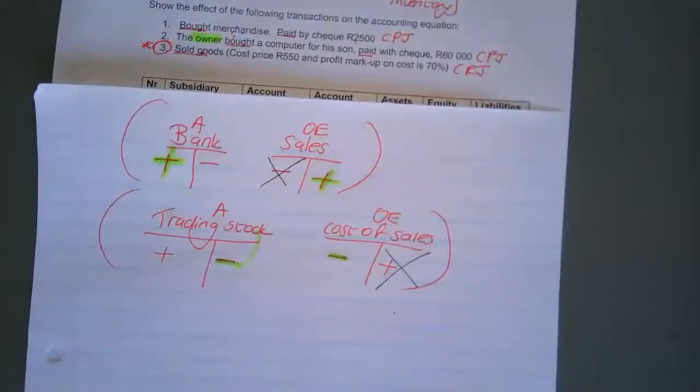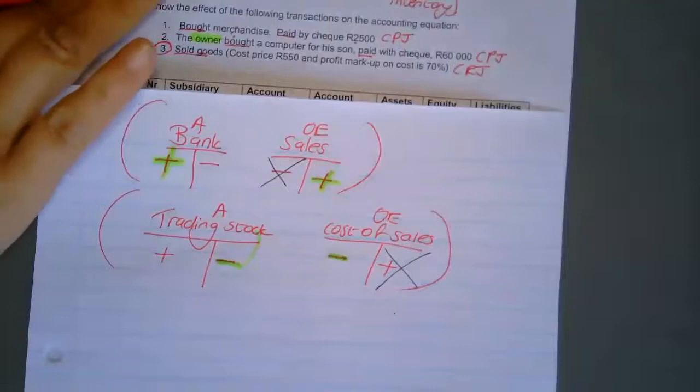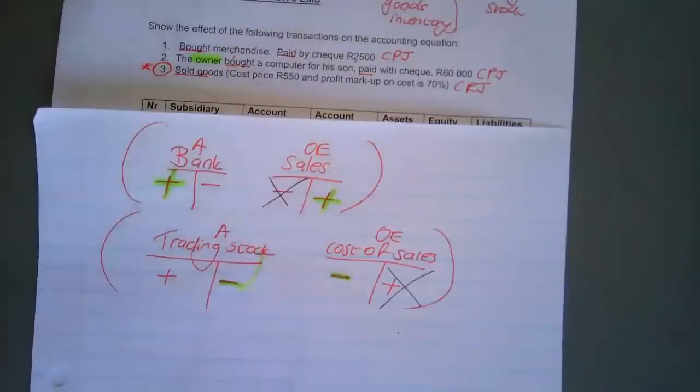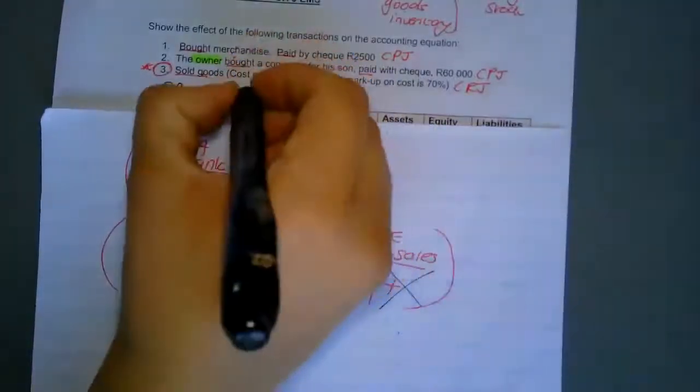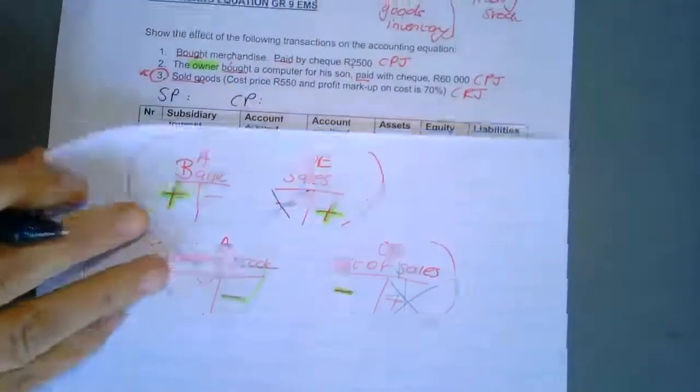So now we need to quickly confirm the amounts. Remember, when we sell goods, there's a sales price involved and there's a cost price involved.